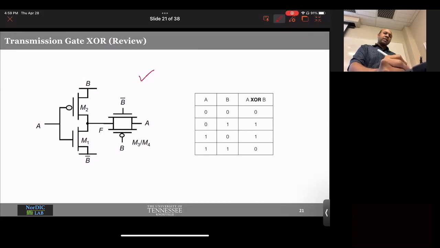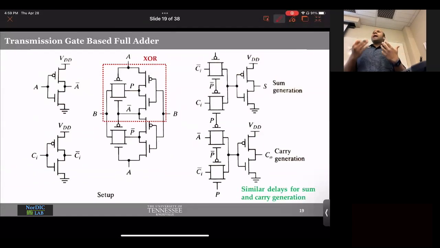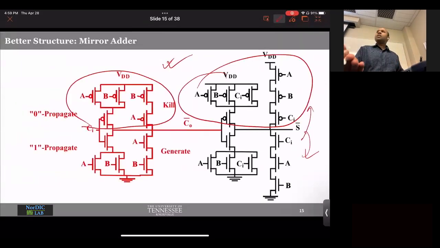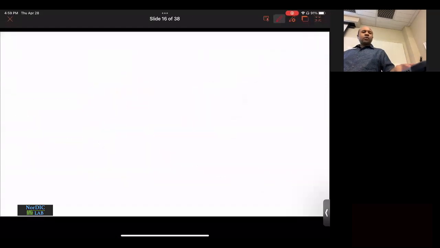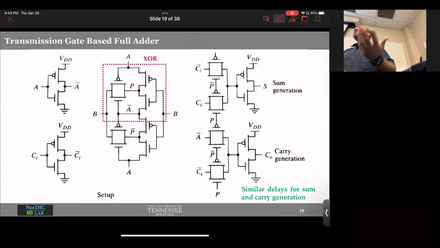Okay, so this is a transmission gate based XOR. This is an adder circuit, which doesn't look like anything that we have seen so far, doesn't look like the CMOS circuit. You will appreciate the CMOS design style even more as you go through these alternative design principles and design rules, because they are so diverse and so difficult to understand compared to the CMOS circuits.